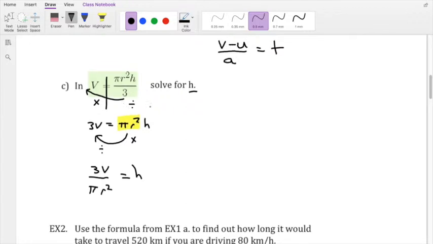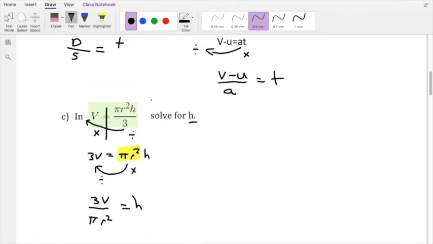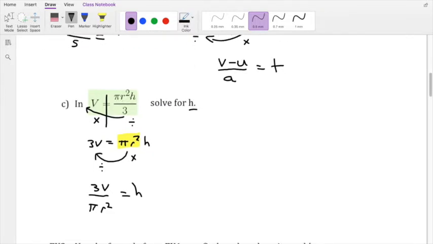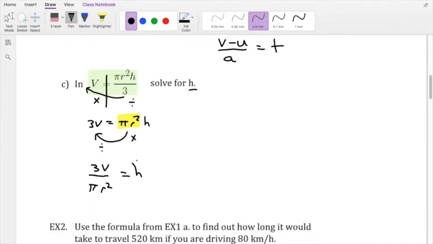And the other item here is the item you move first. Is the items that are not directly attached to your variable you're looking to solve for. For example, up here, it's u plus at, so we move the u over first. This one here, it was pi r squared times h, divided by 3. So 3 is still attached, but not as closely related as these two, so we move it over. And it just makes little things easier.